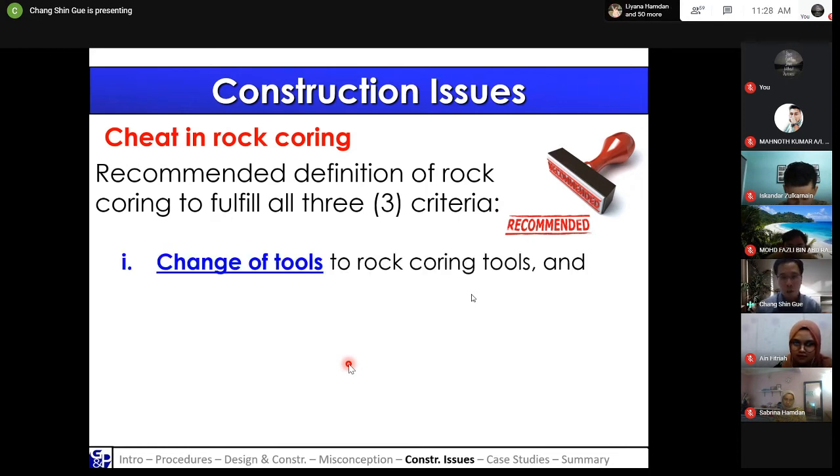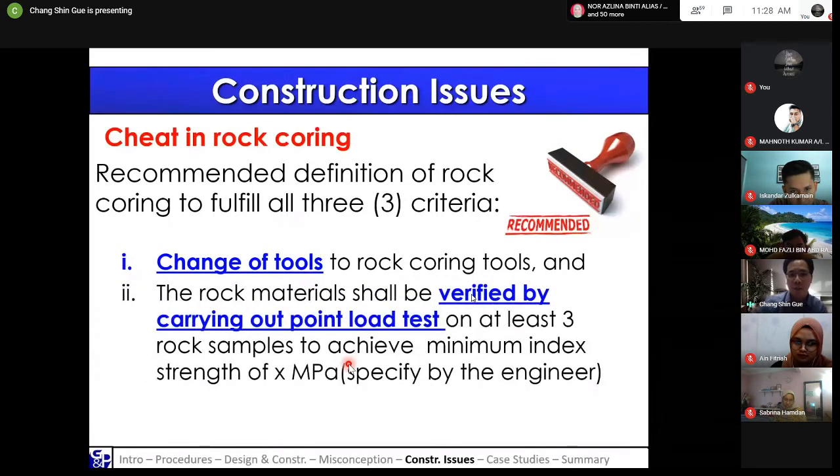First, you must make sure that they change to rock coring tools. For example, when they start boring in soil, if they go into rock, they will need to change the tools because you cannot use the same coring tools for soil and for rock. So at the site, make sure that they change to different coring tools for rock. Next, once you core into the rock, the materials need to be verified by carrying out a point load test. It depends on the rock condition. So in the design, we have set certain criteria that the point load test must achieve a certain minimum index.